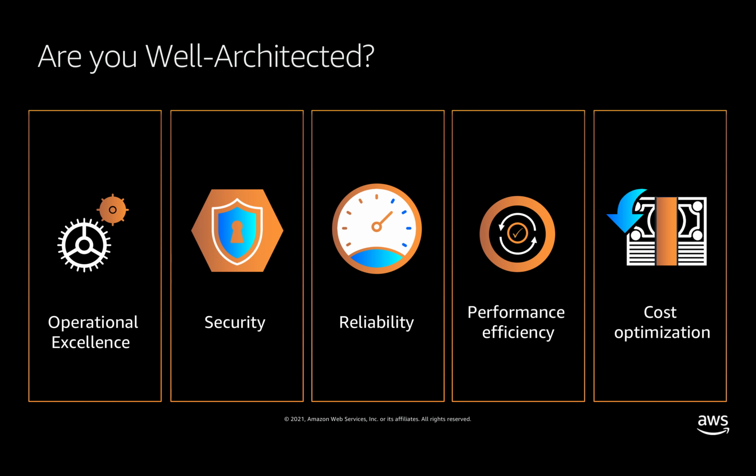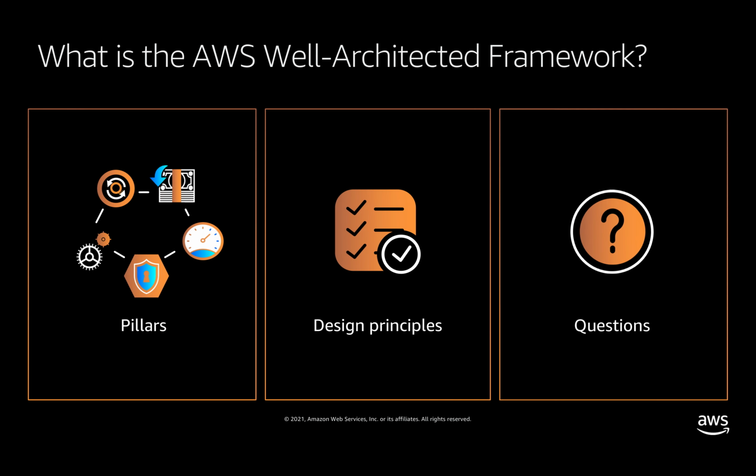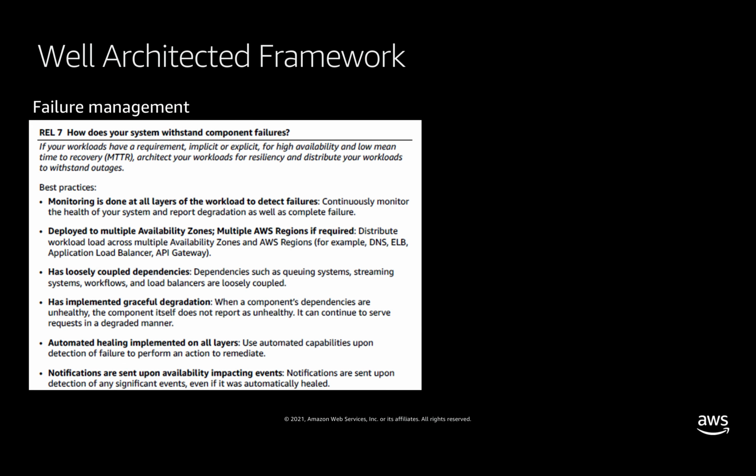For anyone that's new to the AWS Well-Architected Framework, let's take a quick look at the framework structure. In addition to the pillars, the framework also provides design principles and drives best practices within each of these pillars through a set of questions related to these design principles. So here's a quick sample of what the framework provides. This is from failure management under the reliability pillar. As you can see, the Well-Architected Framework drives best practices through a set of questions in each area. So in this case, we're asking, how does your system withstand component failure?